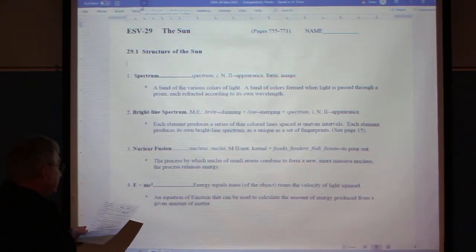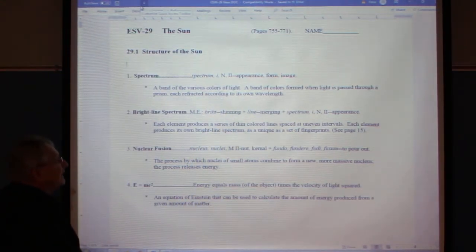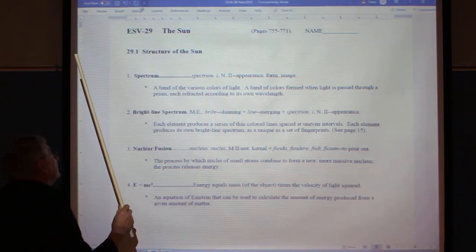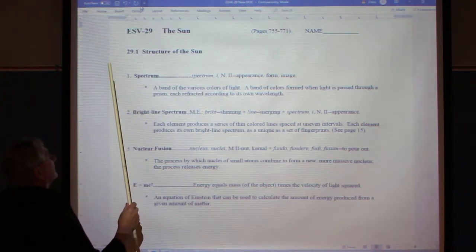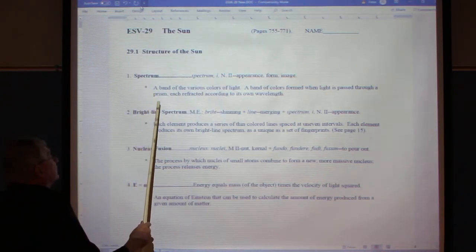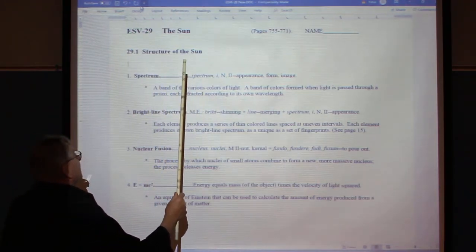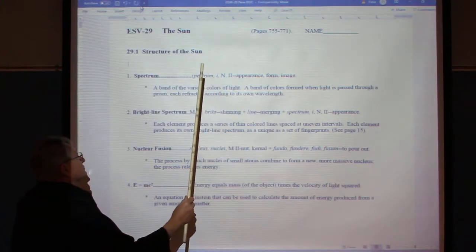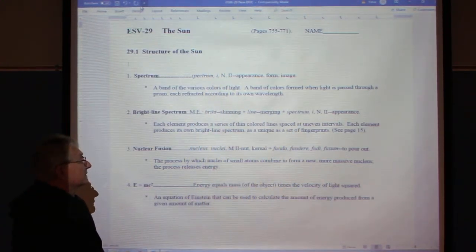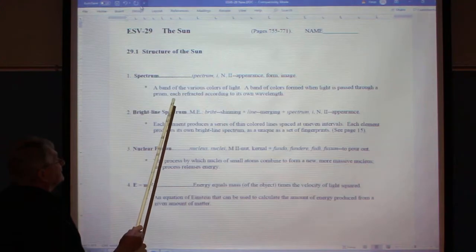There's a lovely diagram of that on page 555 in case you forgot. But it starts with the colors. Remember, you have on the one side the ultraviolet, and then it goes from violet to blue, blue to green, green to yellow, yellow to orange, orange to red, and then infrared. So you've had that many times.